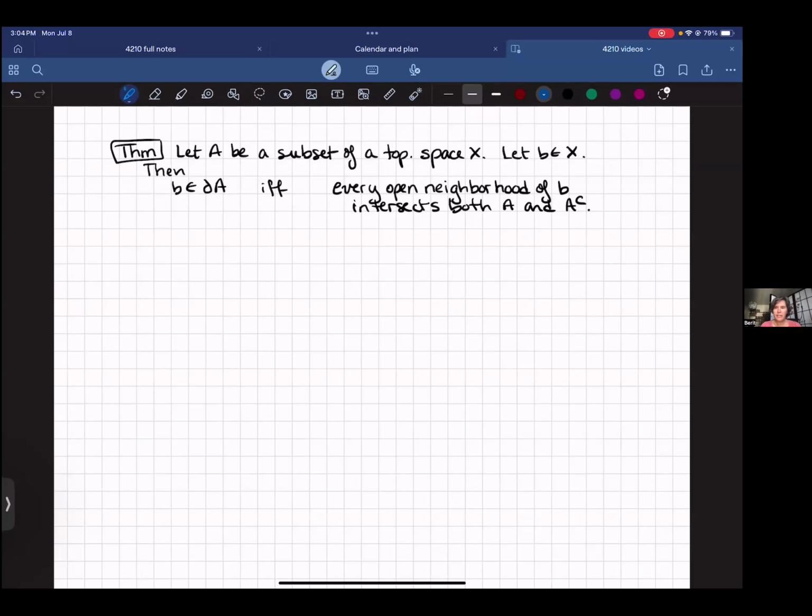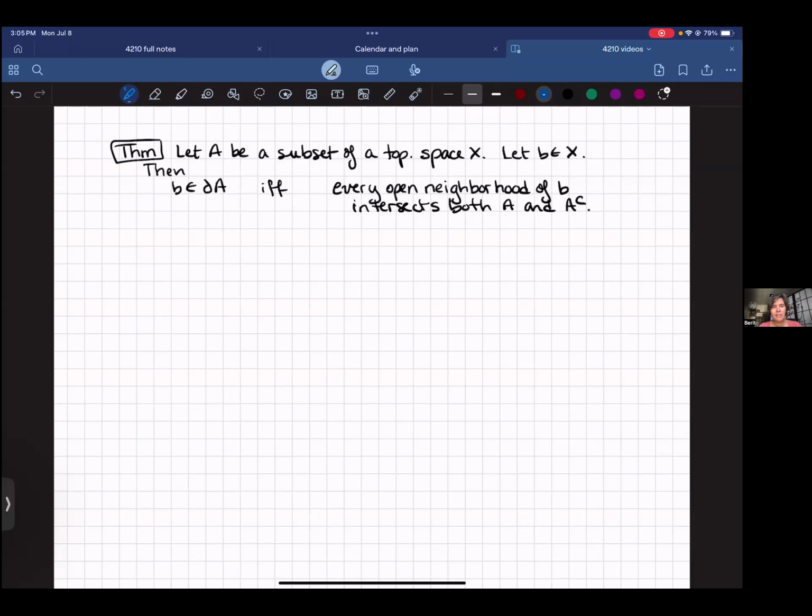Hi, this is Barrett Givens, and in this video, I'm going to prove this theorem that characterizes the boundary of a set in a topological space. So far we know that the boundary of a set is the closure of the set minus the interior of the set. But this gives us another way to think about the points in the boundary.